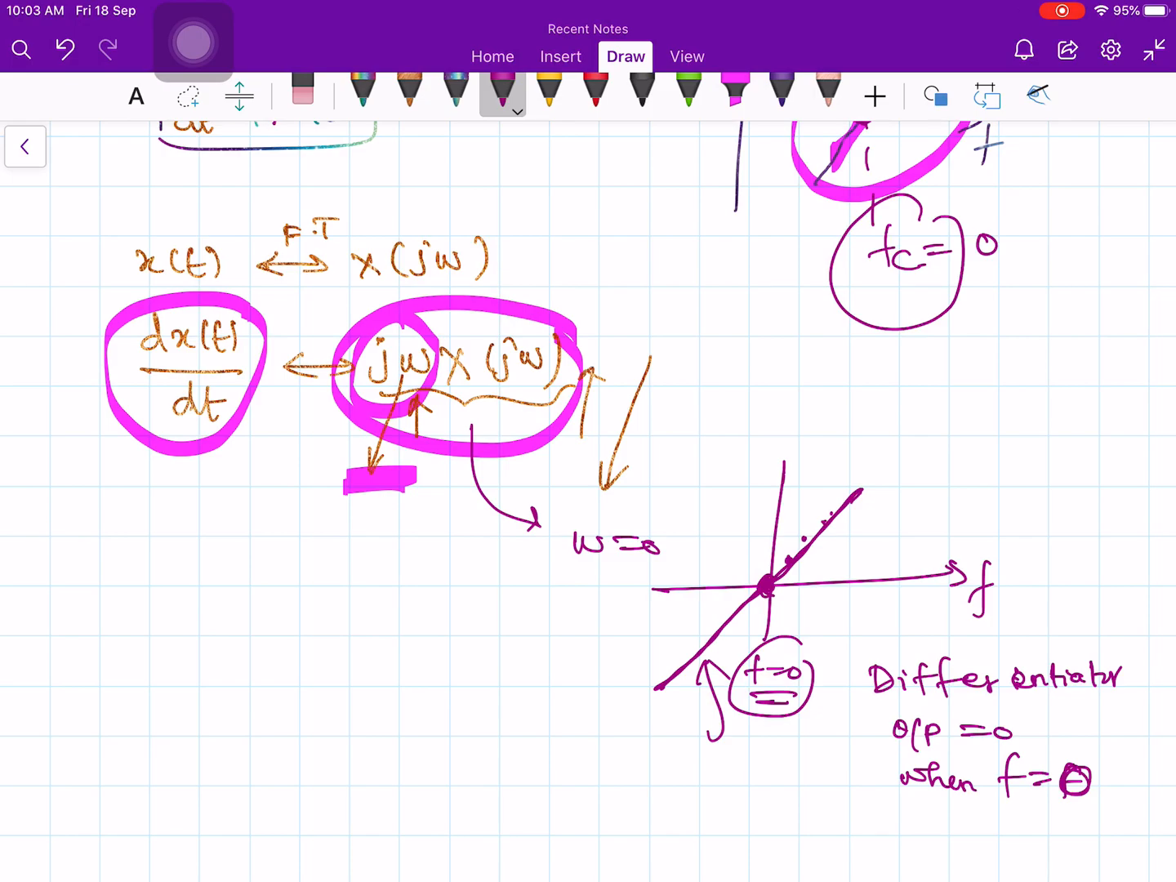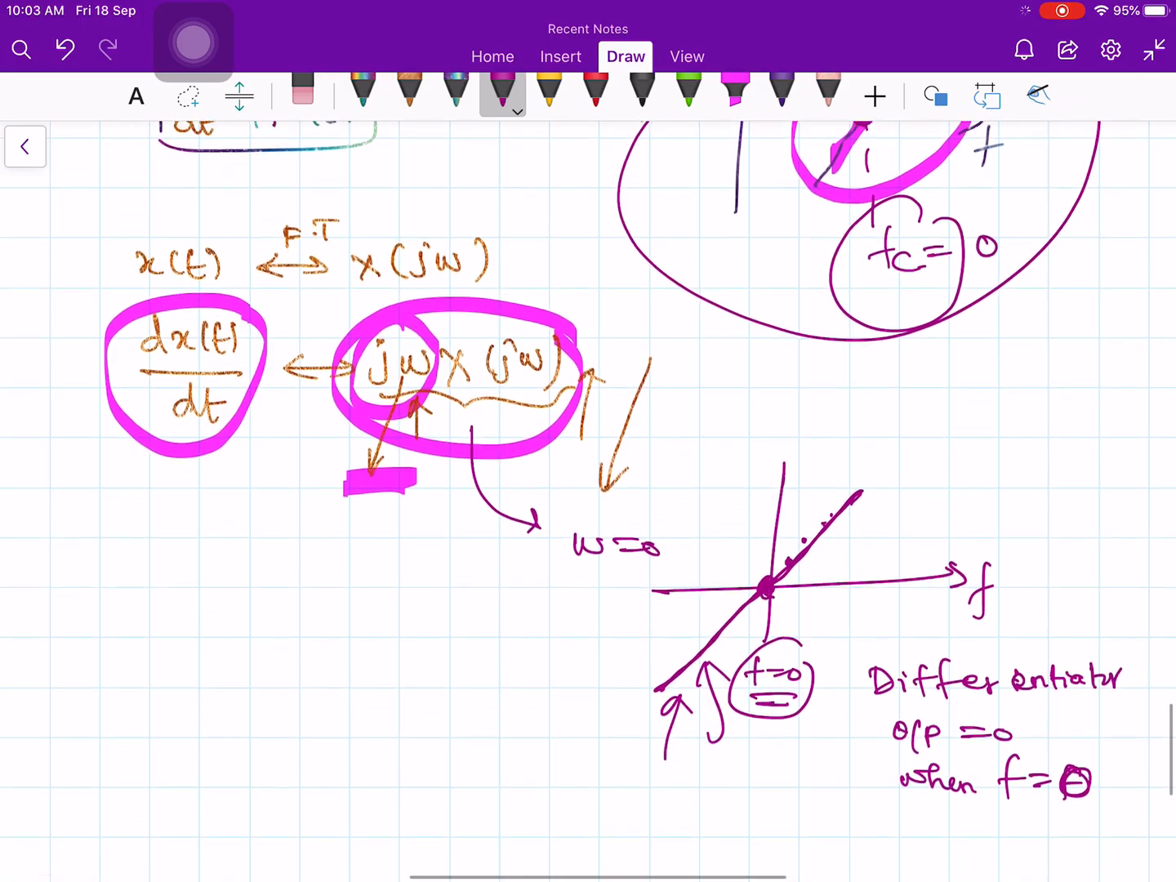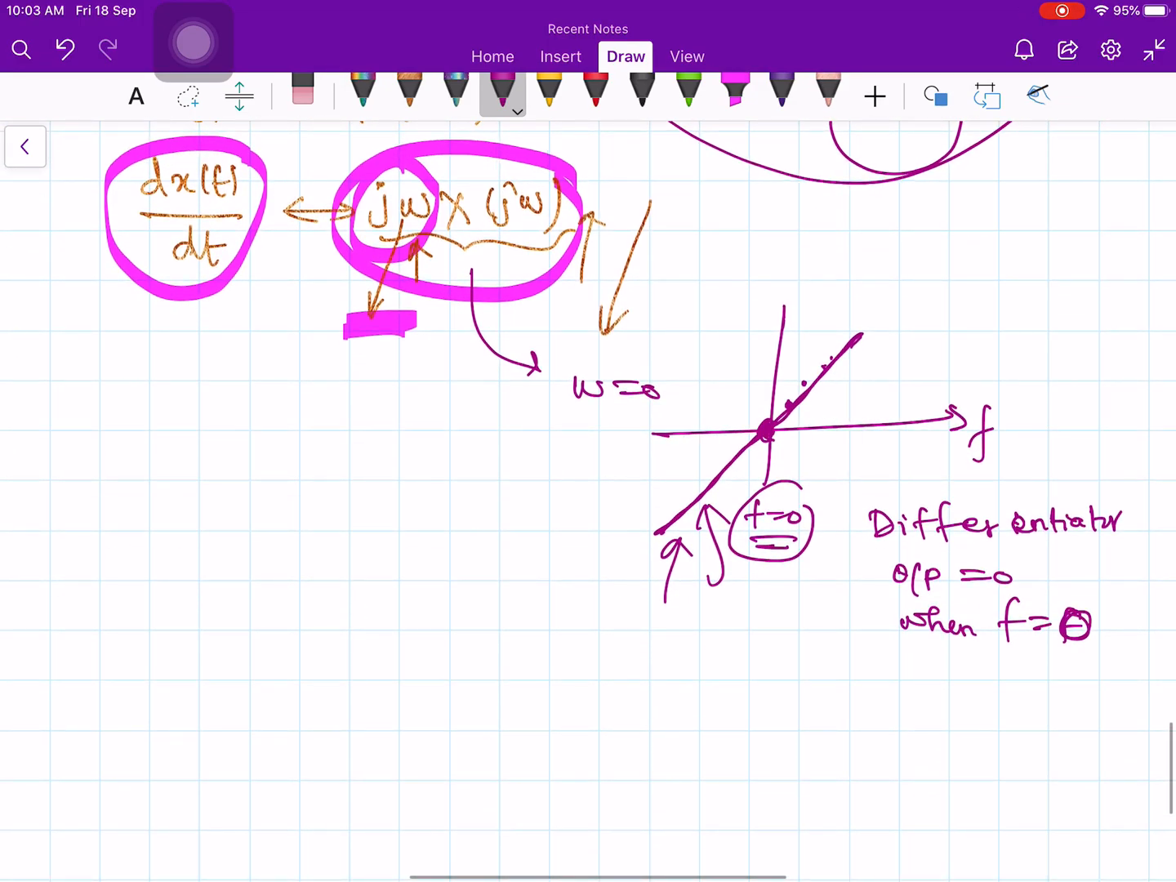So there are many ways of doing this. So this is one method. And this is not what we are looking for. We are looking for this type of characteristics. Okay, so you have d over dt differentiator.